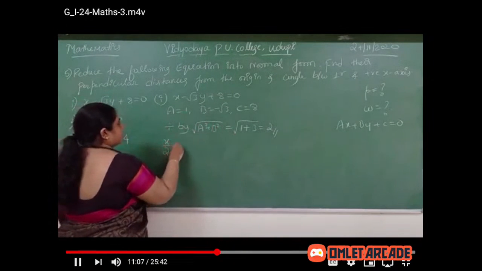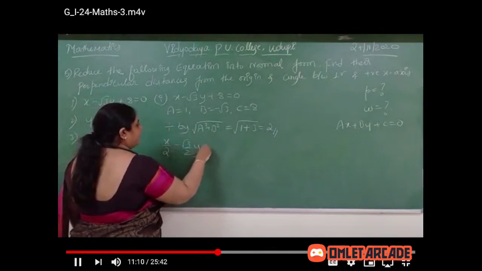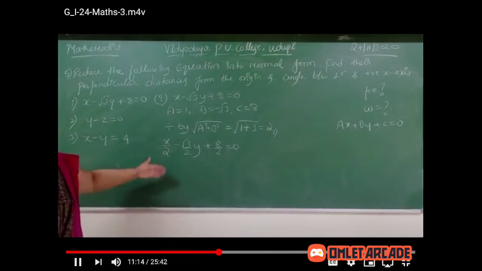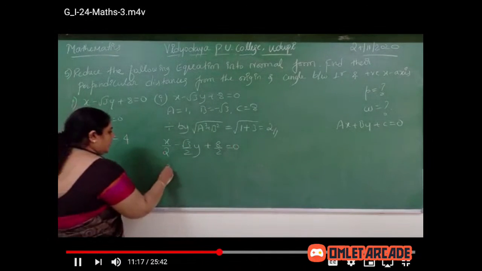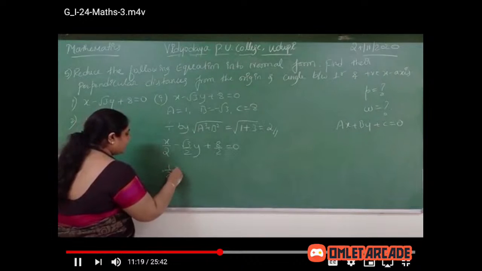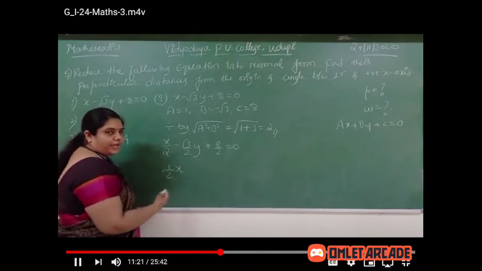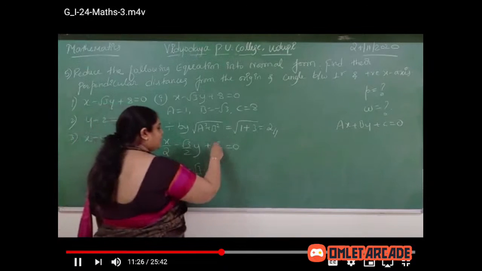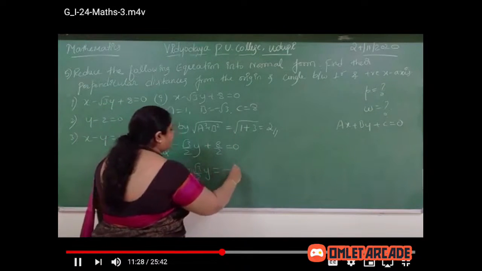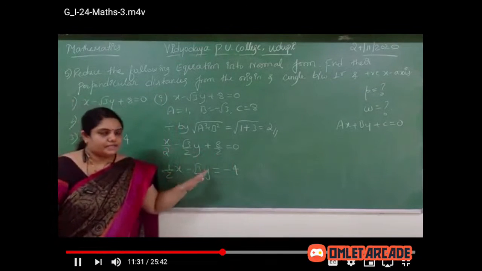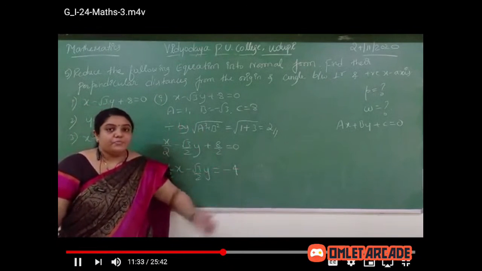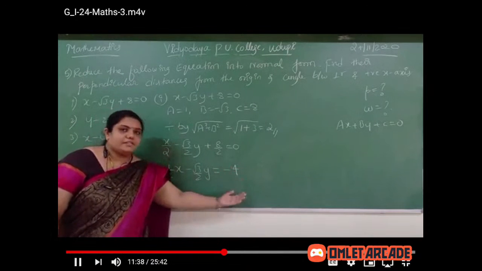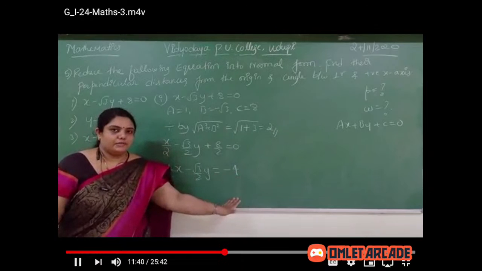So x by 2 minus root 3 by 2y plus 8 by 2 is equal to 0. See, now I am converting into normal form. X by 2 means half into x, minus root 3 by 2 into y. And let me shift this to RHS. This becomes minus 4, isn't it? Because plus 4, when you shift to RHS, becomes minus 4. I told you, when you are converting into normal form, just make sure that the P value should be positive.